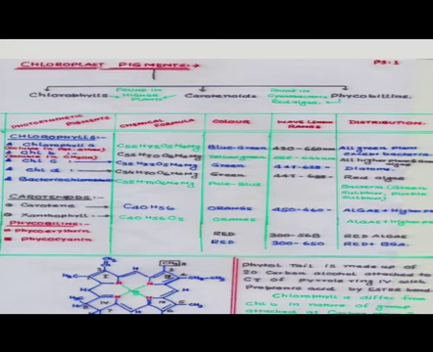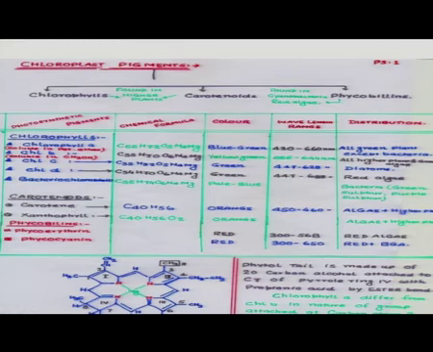Here we have slightly more details about the chlorophyll and other pigments. Chlorophyll, I have already told, has different types, but here we discuss only chlorophyll A, chlorophyll B, chlorophyll C, chlorophyll D and bacterial chlorophyll. Carotenoids are divided into two groups, that is carotene and xanthophyll.